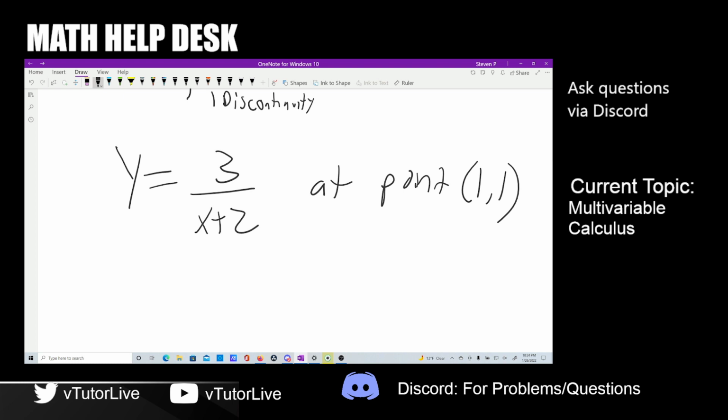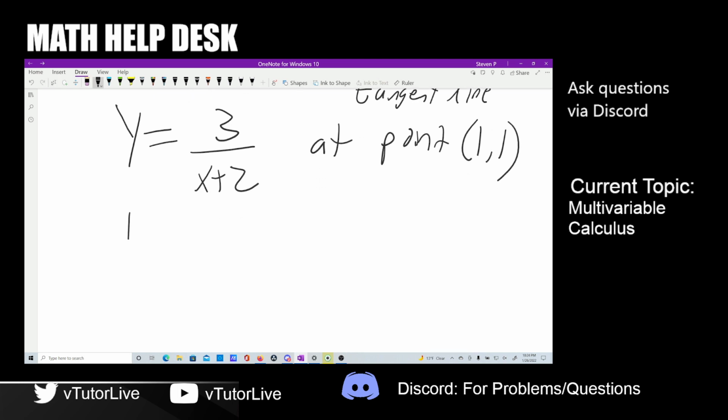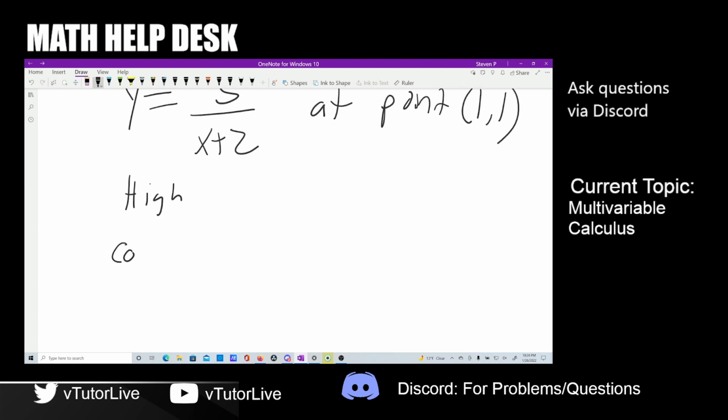Let me start with a high-level overview of what this problem is. We're trying to look for the tangent line to this function at the point 1, 1. This is your first introduction to finding tangent lines, and I think it might come off as a bit overwhelming.